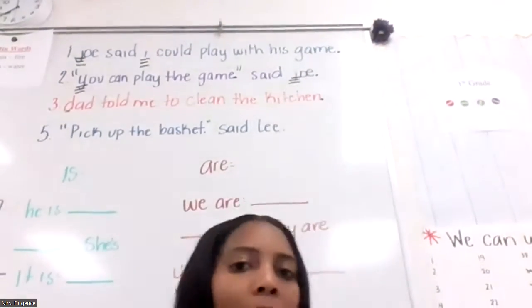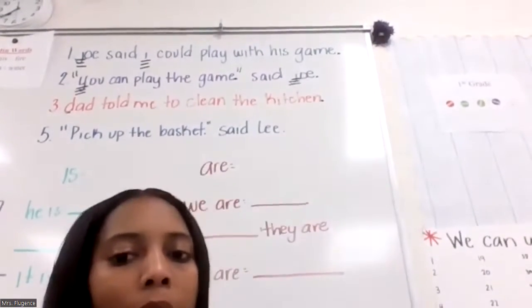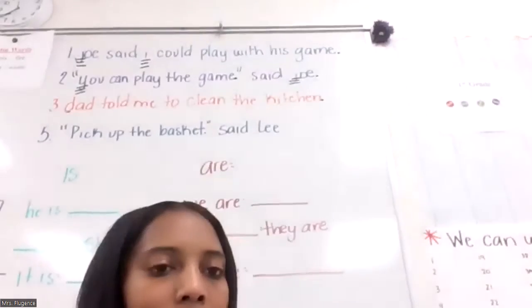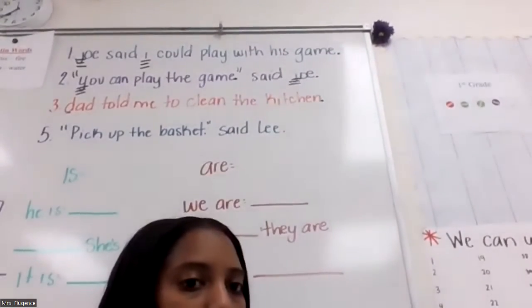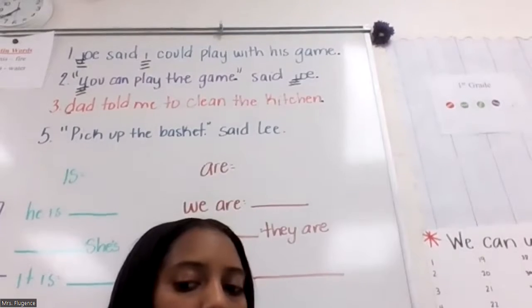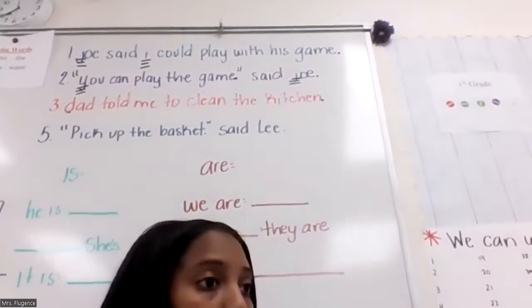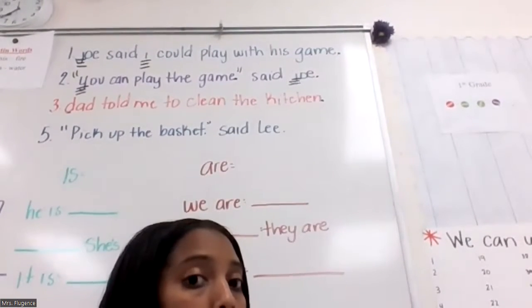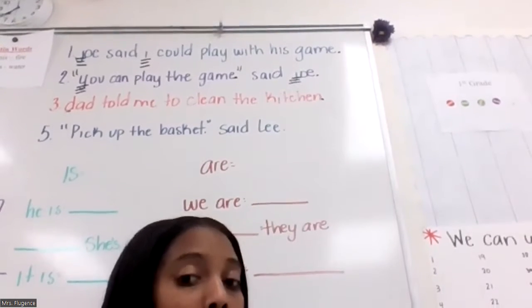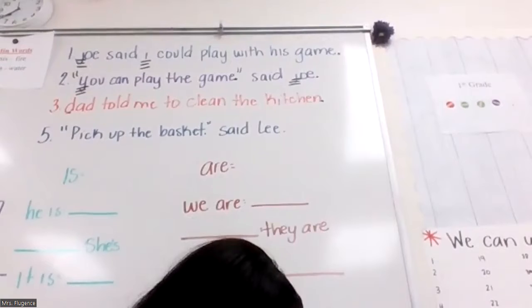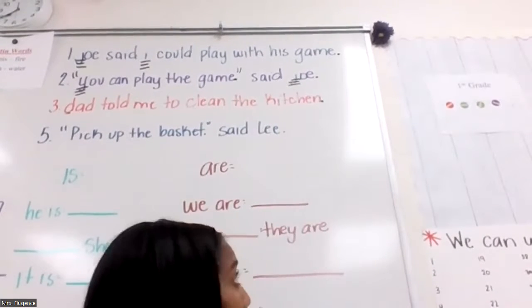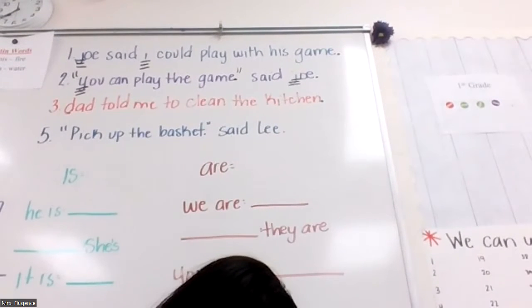So let's look at number five. Pick up the basket, said Lee. So was this direct or indirect? That's what we need to identify first. Is this direct or indirect? Indirect. I'm going to say direct right now, but you'll make it indirect. Okay, so it's direct. How do we know it's direct? Because of the quotation marks. Quotation marks let us know it's direct.